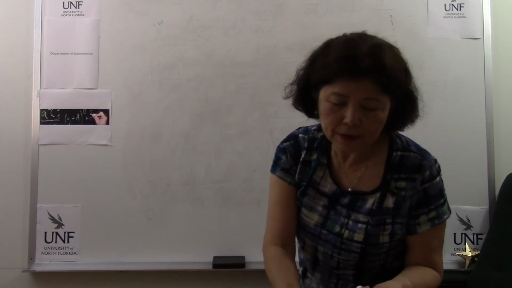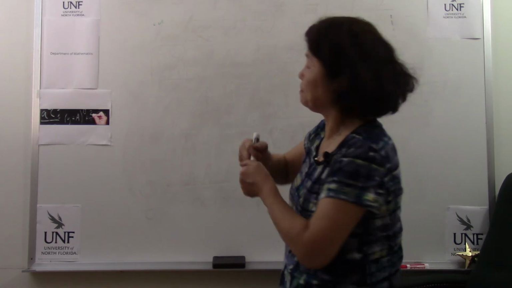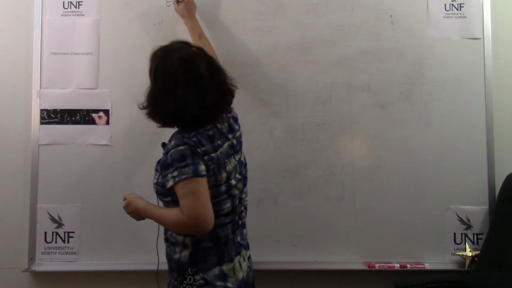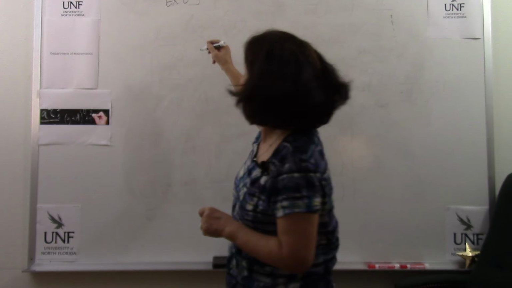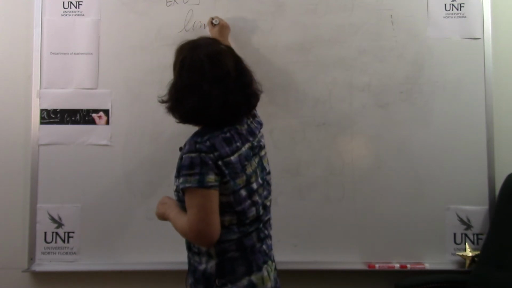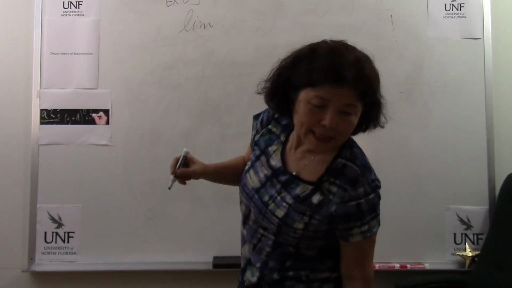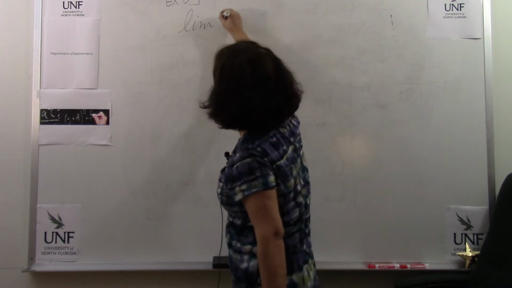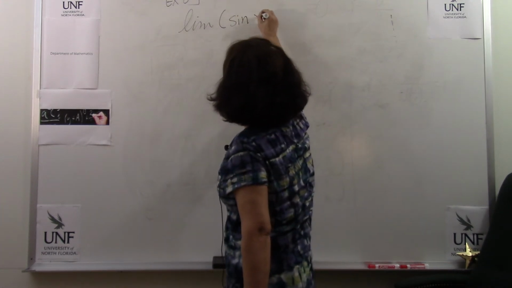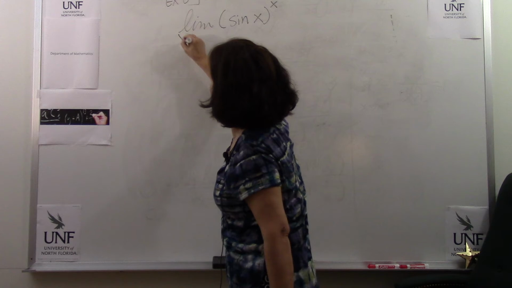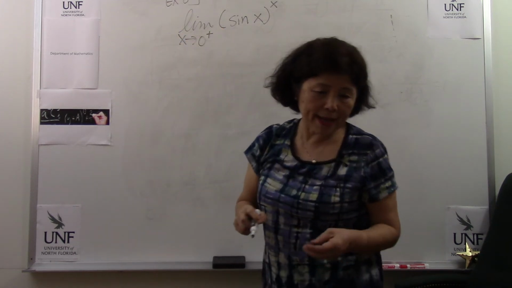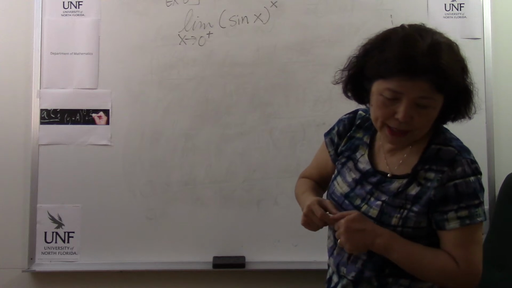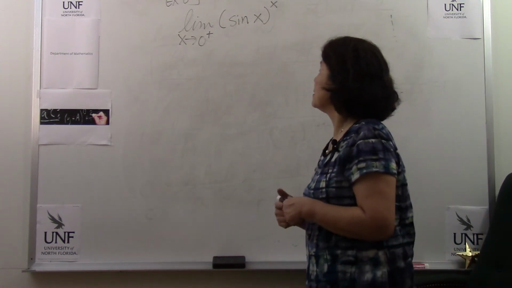Now the indeterminate form of 0 to the 0 power. So this time, evaluate the limit of sine x to the x power as x goes to 0 plus. I'm sure there is a reason why it has to go to 0 plus.